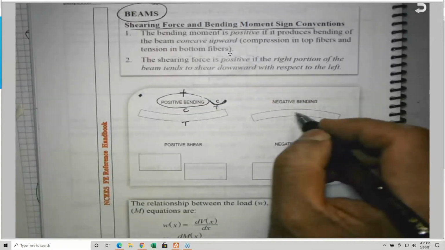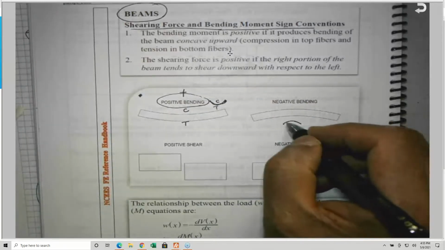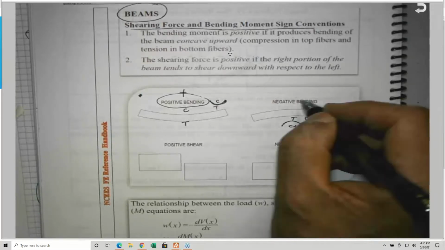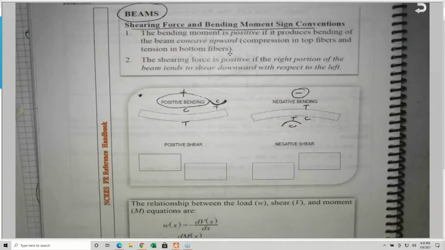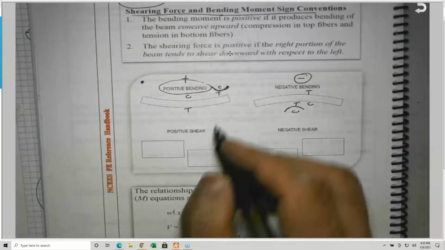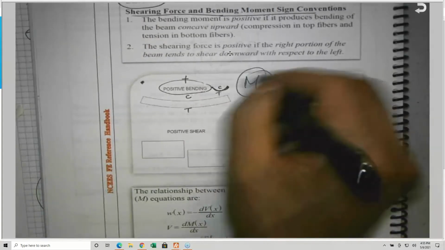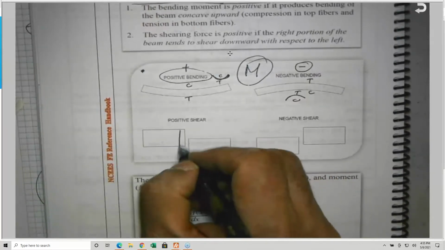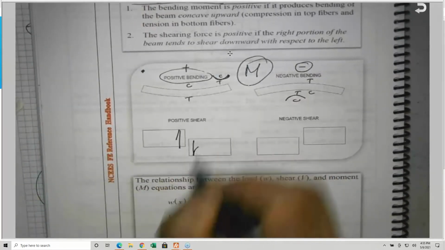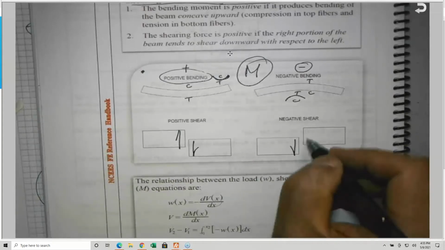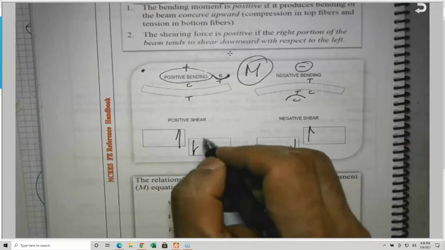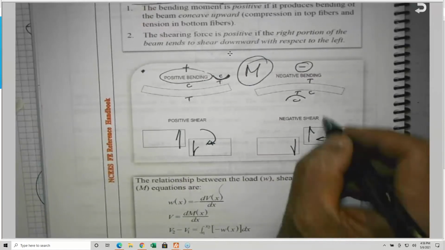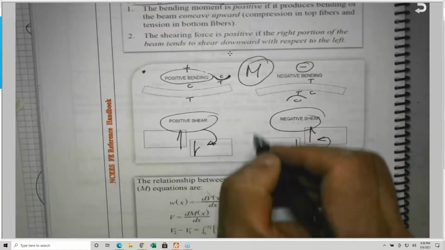The other one is the opposite, the unhappy face. So this side is tension and this side is compression, and this is the negative bending moment. That is as far as the bending moment M. For the shear, they agreed that this side goes up and this side goes down, which is clockwise, and this side goes down and this side goes up, which is counterclockwise. So this is clockwise and this is counterclockwise, the positive and the negative shear.